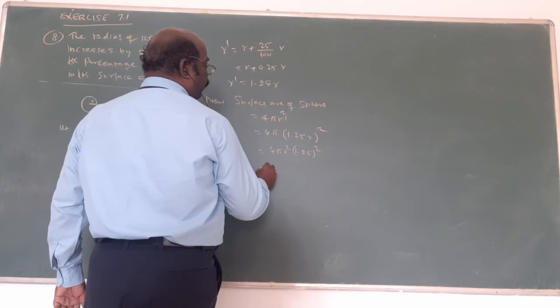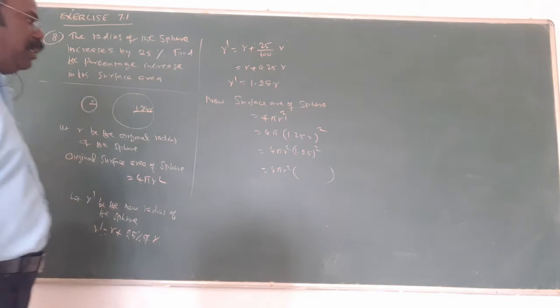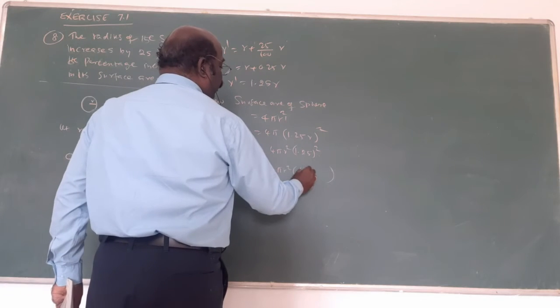That is 4 pi 1.25 whole square into R square, so 4 pi R square into, now multiply, 1.25 into 1.25. We get the answer 1.5625.